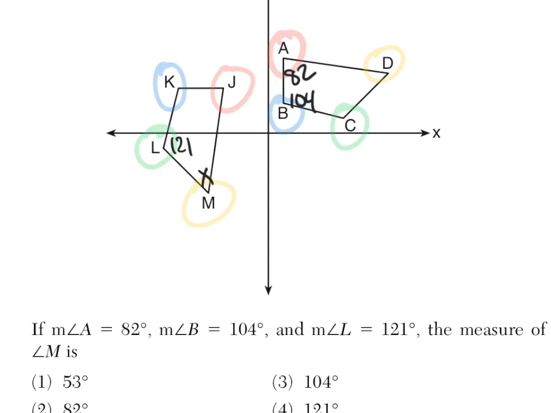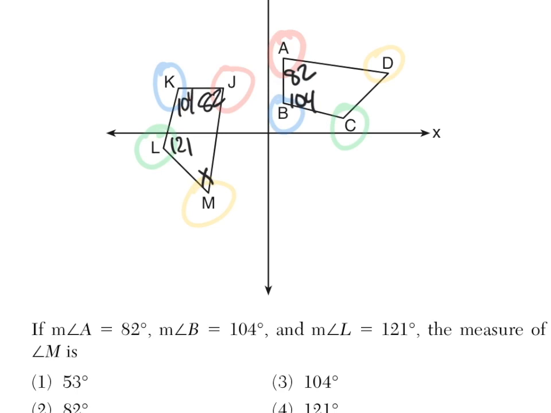Well, what do we know? We know that if we have a sequence of rigid motions, then angle measure is preserved. That means that this quadrilateral is congruent to this quadrilateral, and corresponding parts are congruent. That means that when I look at angle A, I know that it's corresponding with angle J. So I'm going to simply write in 82 right here, and that makes sense. I know that B corresponds with K, so I'm going to write in 104.